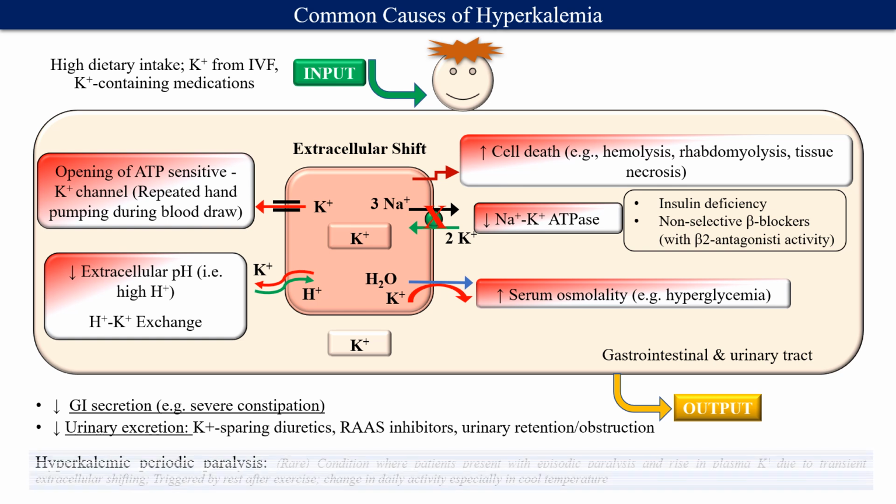Finally, hyperkalemic periodic paralysis is a very rare inherited condition where patients present with episodic paralysis and an associated rise in plasma potassium due to transient extracellular shifting. This condition may be triggered by rest after exercise, or a change in daily activity, especially in cool temperature.